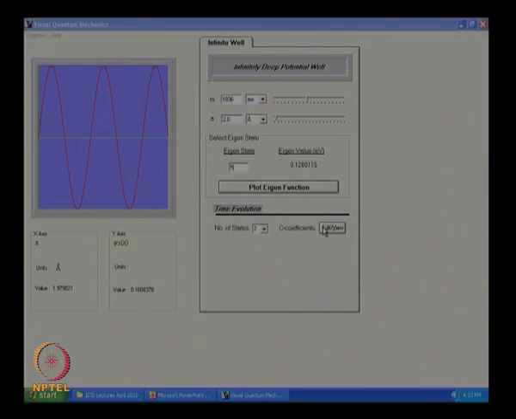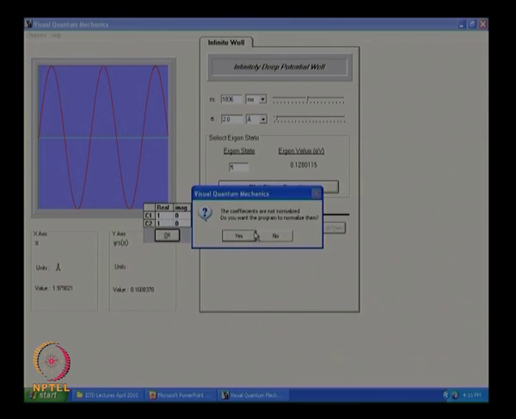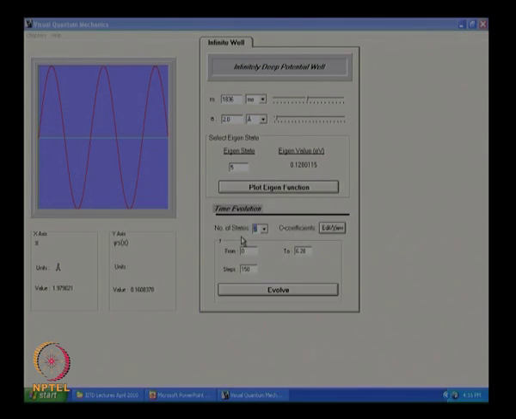Now, I suppose a time dependent wave. Let me take a simpler thing. Let me take C 1 is equal to 1 and C 2 is equal to 1. The coefficients are not normalized. Do you want the program to normalize them? The wave function has to remain normalized. So, let us say yes. So, I am superposing two wave functions, and then how will it evolve with time? This is the probability distribution function as it evolves with time.